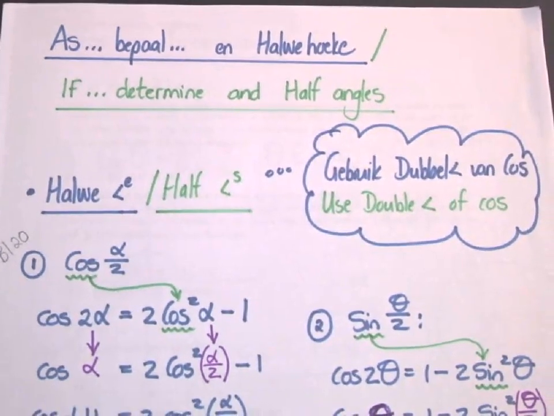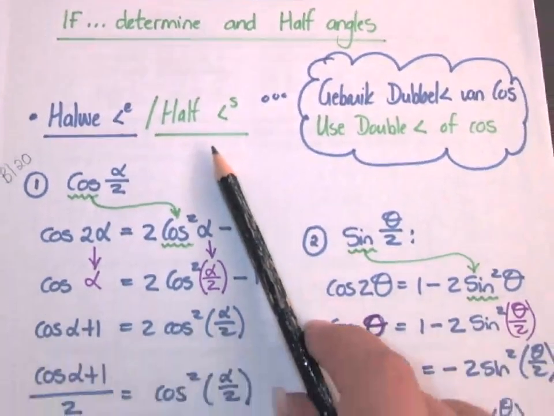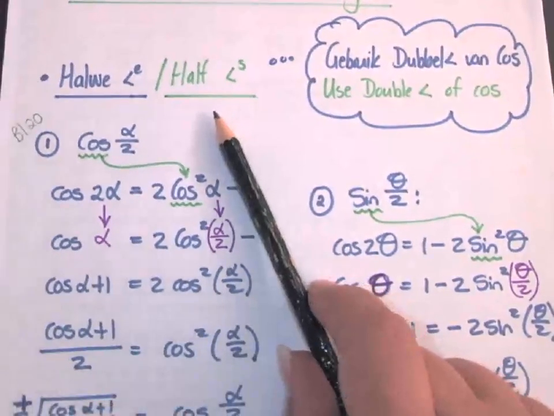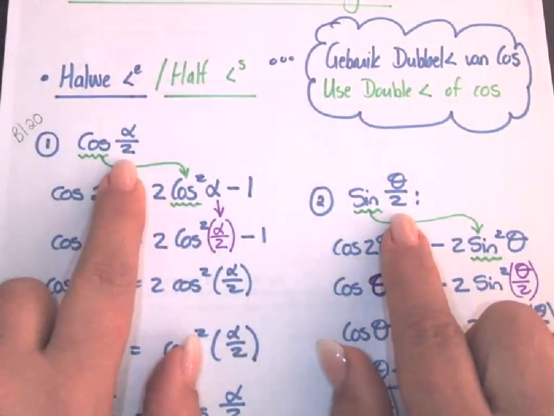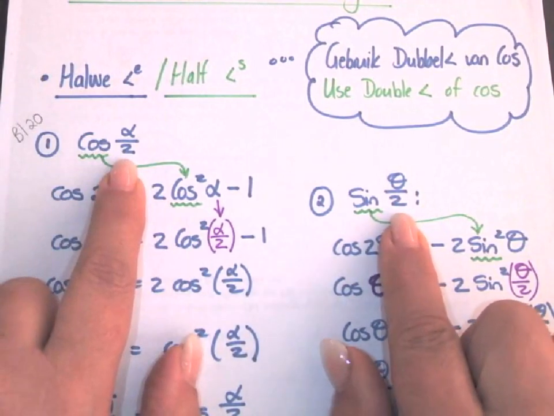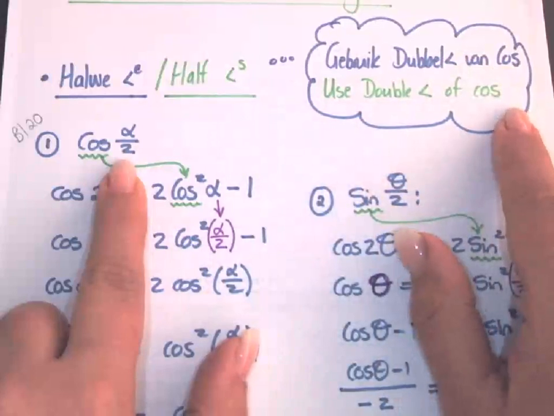The first thing that I want to explain is half angles. It's on page 20. If I ask you to work out a half angle, like cos alpha over 2 or sine theta over 2, you always use the double angles of cos. That's a tip.